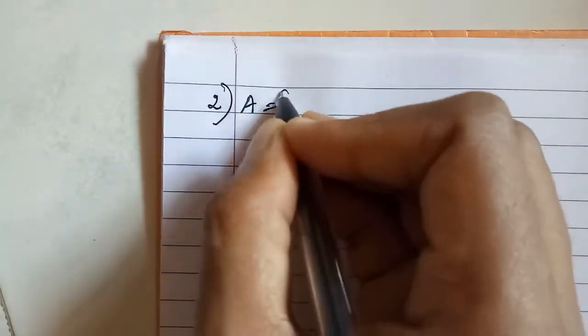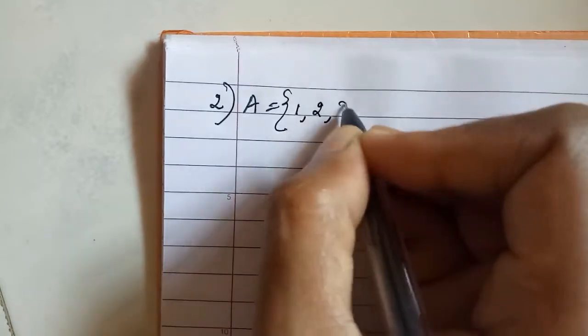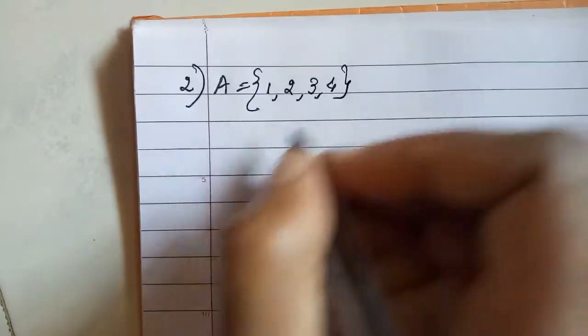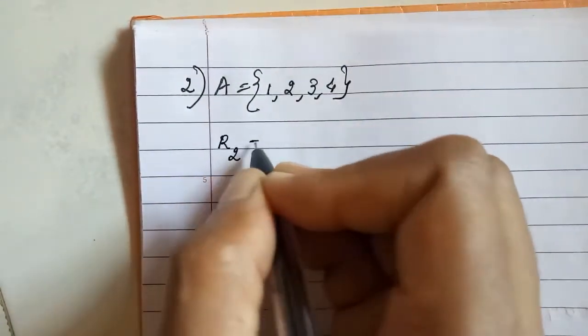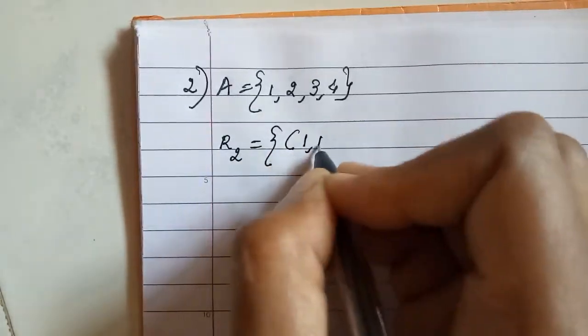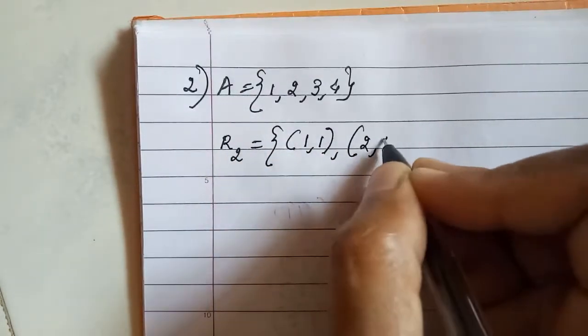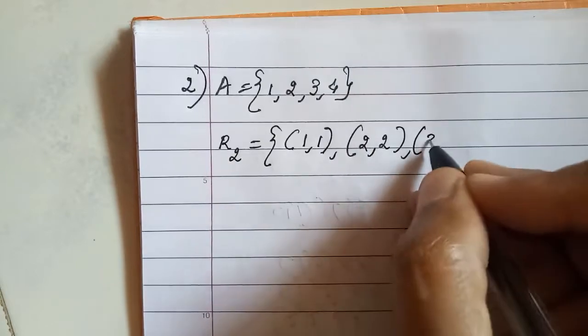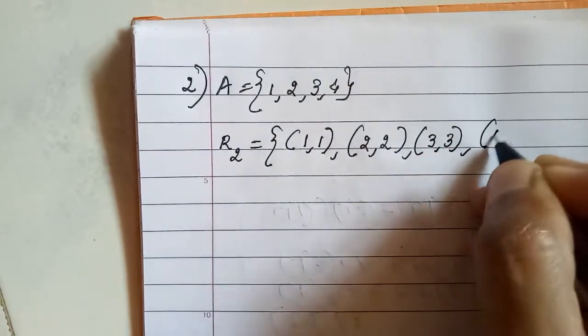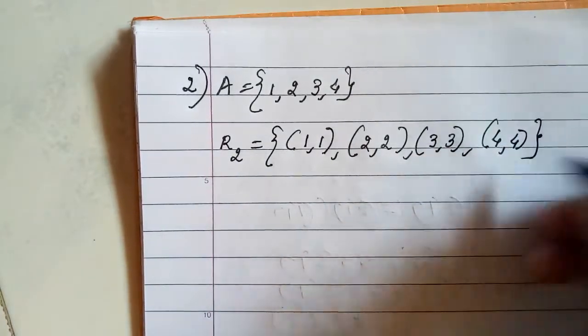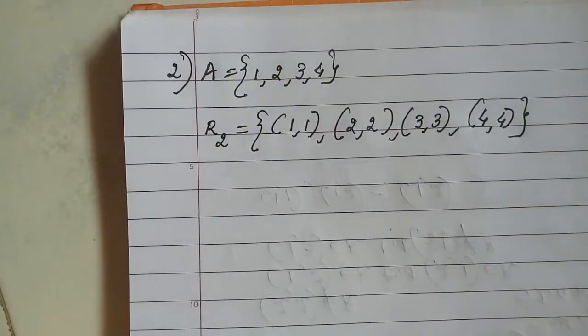Again, my set A is going to be 1, 2, 3 and 4. If I am going to define a relation R2 on this set, I am going to take elements of the type 1, 1, elements of the type 2, 2, elements of the type 3, 3, and elements of the type 4, 4. Okay, so let us again revise the definitions.